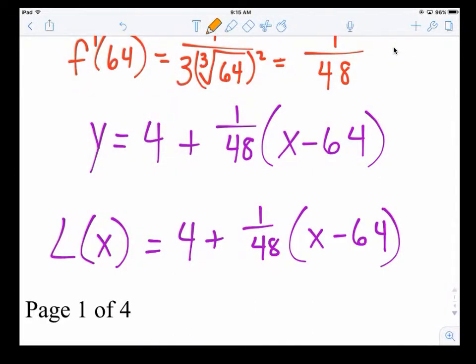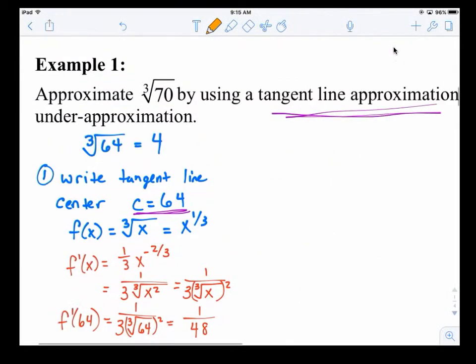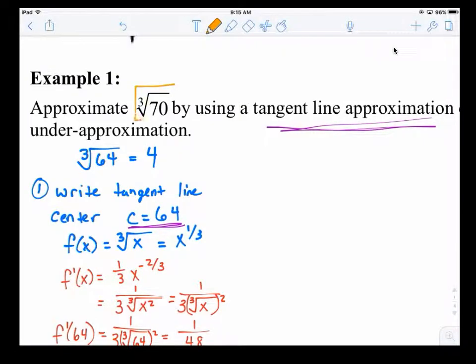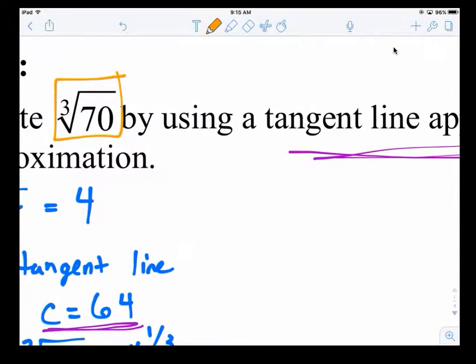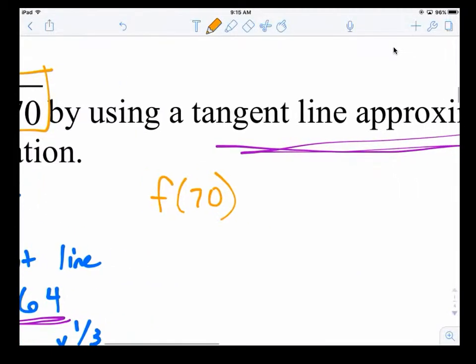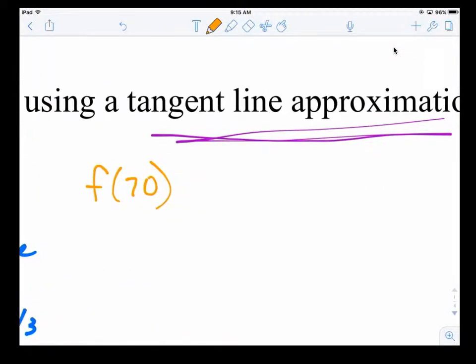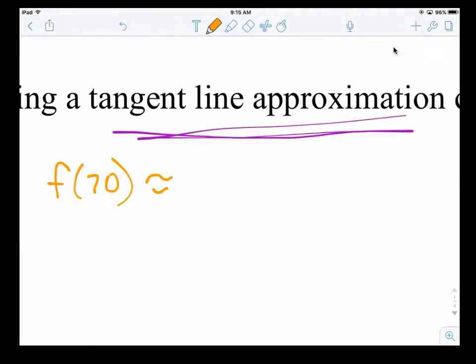Now it's asking for the cube root of 70, right? So we're really trying to figure out what exactly is f of 70. So we're going to use the tangent line to help us figure that out. So you need to write f of 70 is approximated, so you use your squiggles, and then we're going to use L of 70 to help us write that.